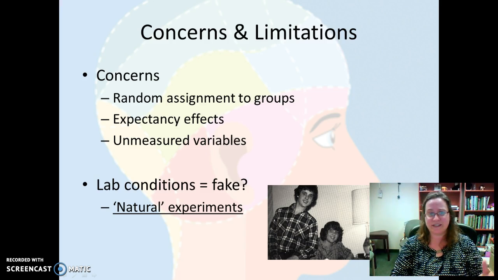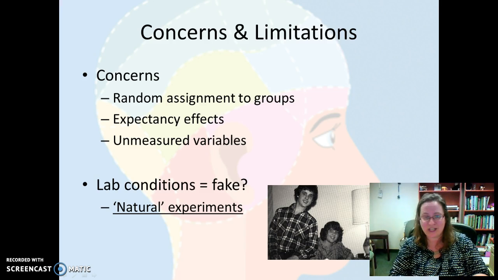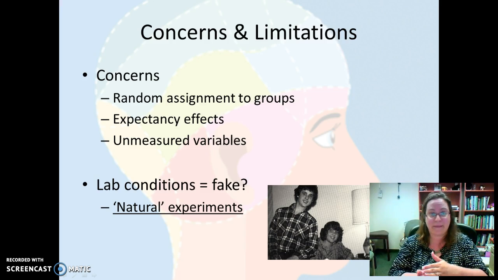One of the big concerns is that lab experiments, or lab conditions, might be somewhat fake. So you're in a lab, you know people are watching you, you might change your behavior. So something we do to look at this, or to kind of accommodate for this, might be to look at natural experiments. So with a natural experiment, we look at something that happened in the real world that we didn't actually manipulate or control, but we're going to kind of watch it and see what happens.